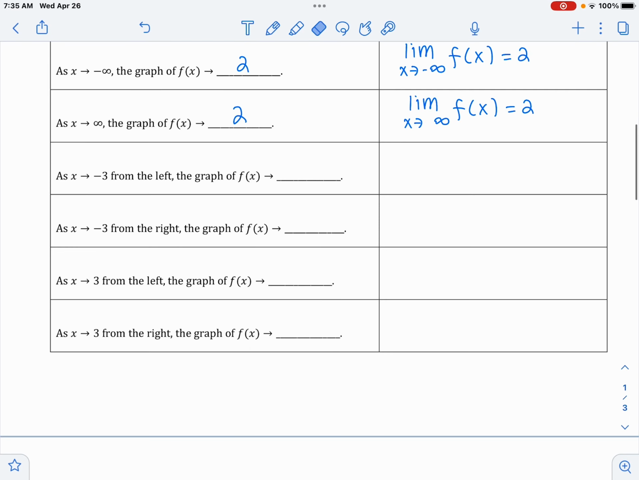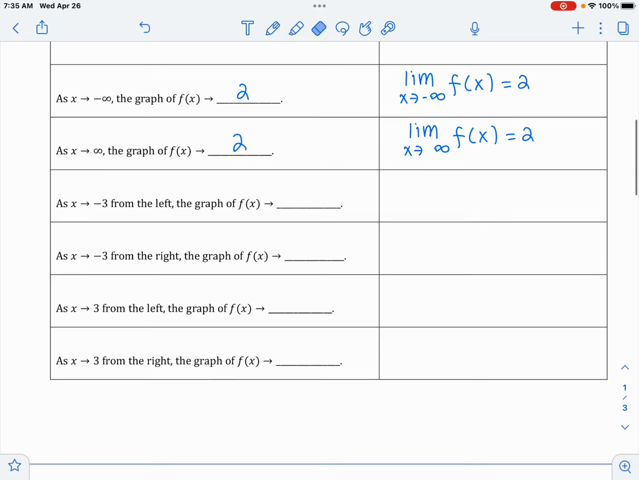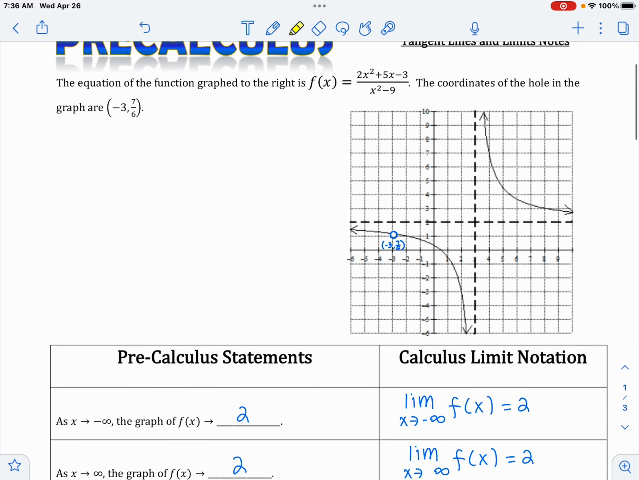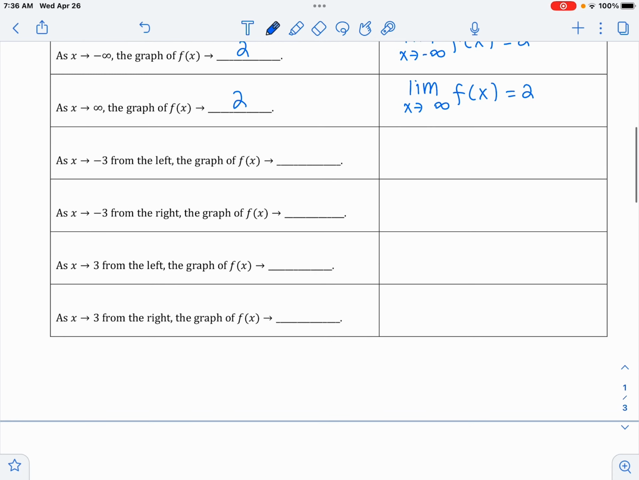Next, as x approaches negative 3 from the left, the graph of f of x approaches. If we look at where negative 3 is right here, we're going to approach negative 3 from the left. It's asking what y value we are getting closer and closer to, and that's the y value of 7/6. How we write that is the limit as x approaches negative 3 from the left of the function f of x is 7/6.